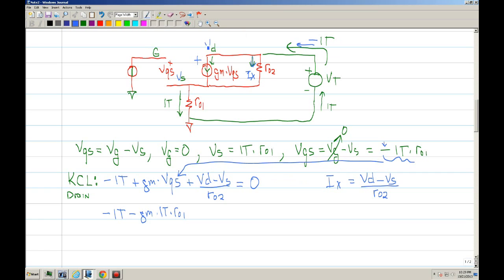Okay, so now let's make another substitution. If you notice, VD is connected to VT, so this becomes VT. So we can say this VT. So we can say that, let me see, that it's VT. And there's another substitution.